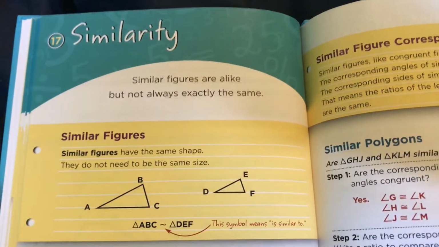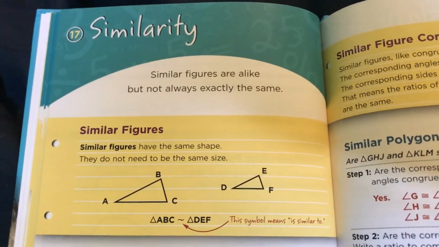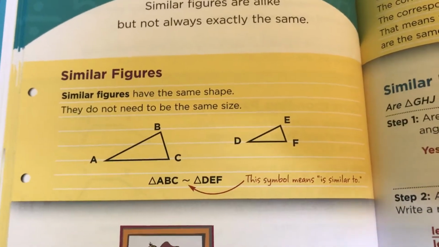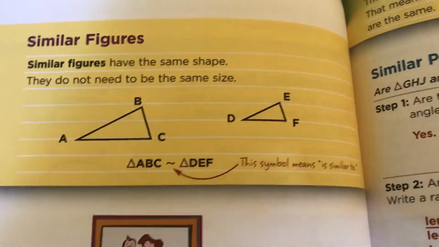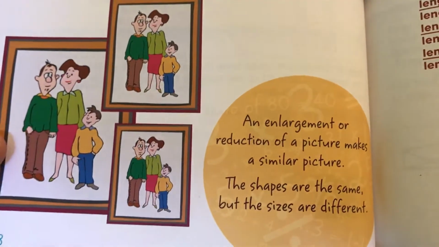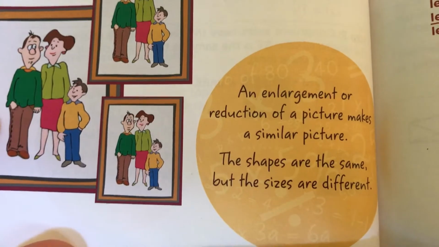17. Similarity. Similar figures are alike, but not always exactly the same. Similar figures have the same shape. They do not need to be the same size. Triangle ABC is similar to triangle DEF. An enlargement or reduction of a picture makes a similar picture. The shapes are the same, but the sizes are different.